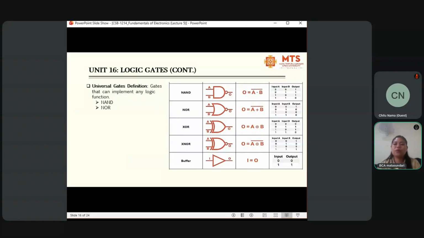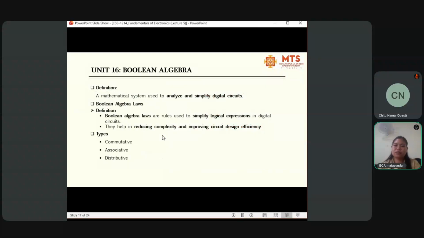Okay, buffer is similar to NOT. But in NOT, what happens? 0 comes, output 1. 1 comes, output 0. But here 0 will be 0, 1 will be 1. These are the logic gate symbols and definitions.